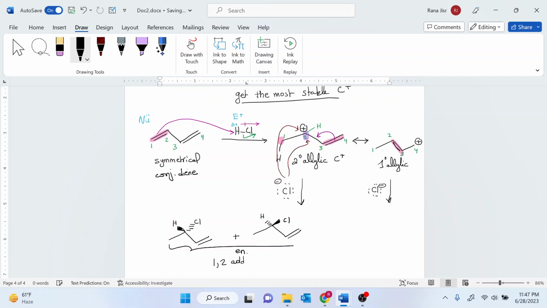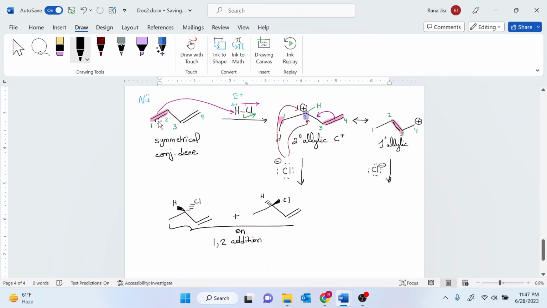It's called an addition because you add to the double bond. All reactions involving alkenes are addition reactions because you're adding to the double bond. You're breaking the pi bond and you're adding 2 sigma bonds. This is the opposite of elimination. So this is called a 1,2 addition reaction. And we're going to call this a kinetic product.